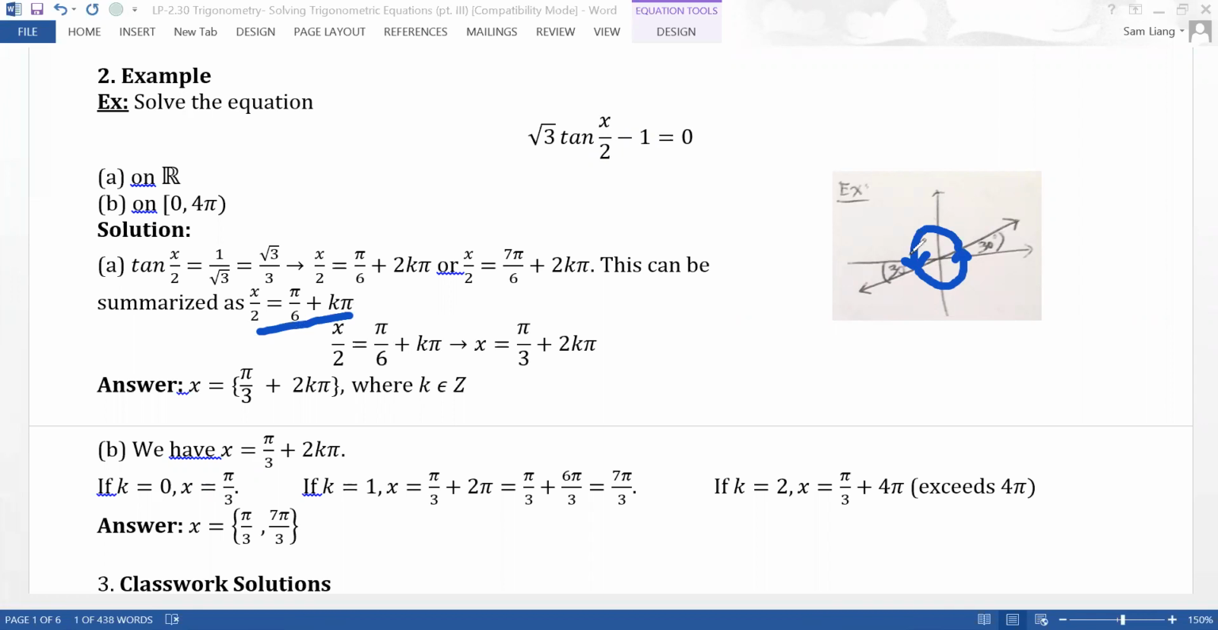Okay. All right, and then from there, we're going to solve the angle. So we have x over 2 equals pi over 6 plus k pi. Remember, our goal is to solve for x. So I'm going to multiply both sides by 2. You get pi over 3 plus 2k pi. So our final answer is pi over 3 plus 2k pi, where k is an element of Z. All right, that's part A.